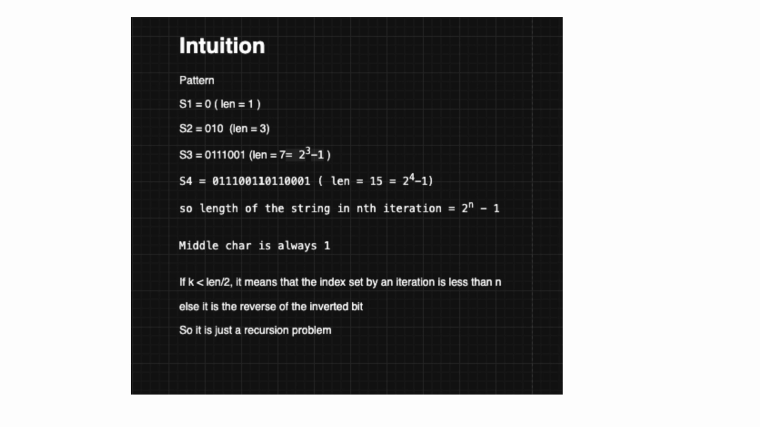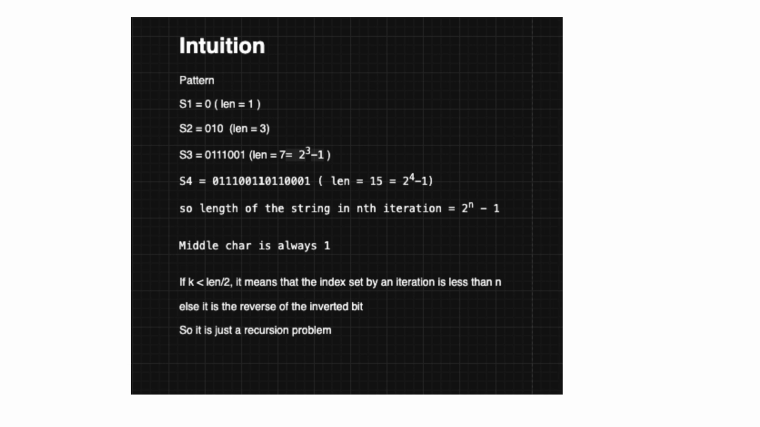Now let's observe the pattern carefully. S1 is 0. Length is 1. S2 is 0 1 0. Length is 3. S3 is 0 1 1 1 0 0 1. Length is 7. S4 is 0 1 1 1 0 0 1 1 0 1 1 0 0 0 1. Length is 15. If you notice the pattern, the length of Sn is 2 power n minus 1.